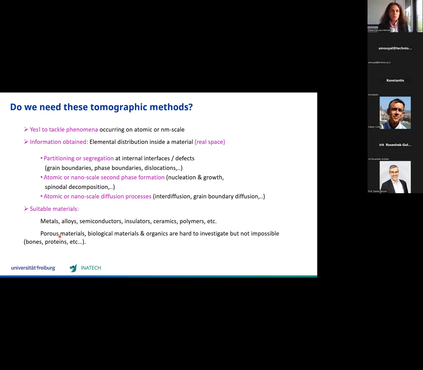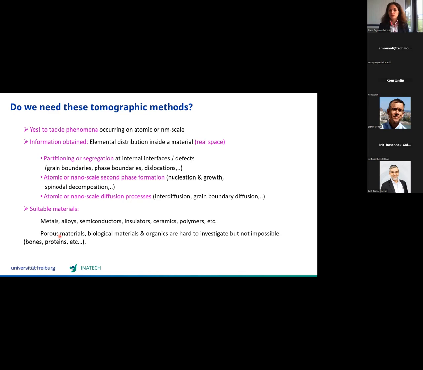So why do we need this tomographic method, and why do we need atom probe tomography? In principle, this is very useful to tackle phenomena which occur at the atomic or the nanometer scale. You can obtain valuable information, like for example, the elemental distribution inside a material in real space. And because it's in real space, we can deal with many phenomena which occur at the near-nanometer or atomic level. These are partitioning or segregation at the internal interfaces. We can even, and I'm going to show you today, have the possibility to characterize the defects.